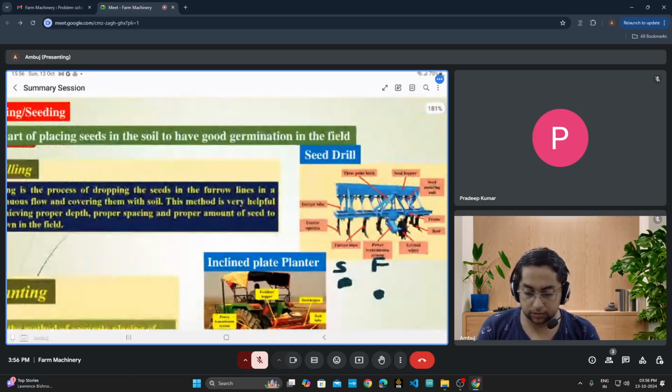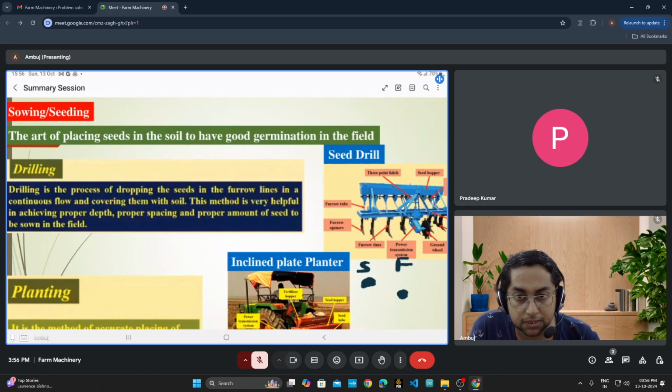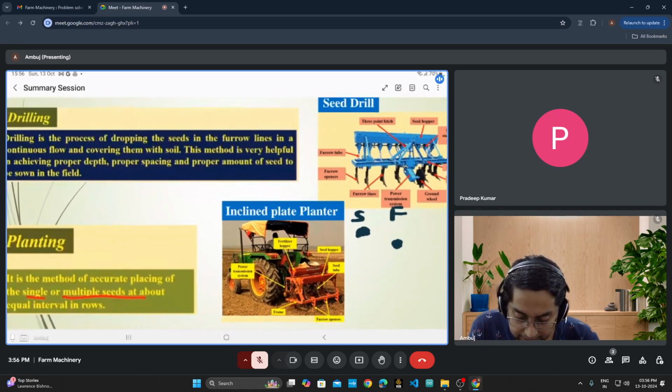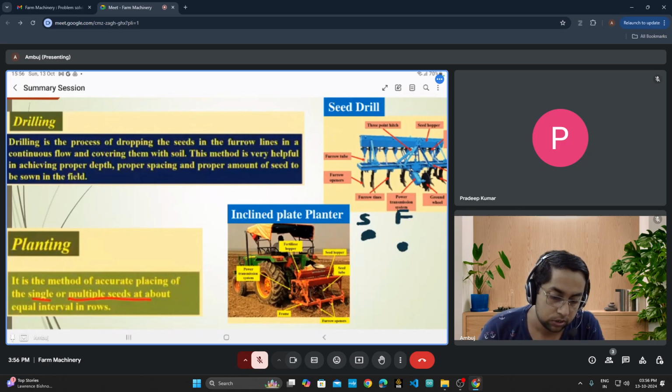Drilling is the process of dropping the seeds in the furrow lines in continuous flow and covering them with soil. This is the definition of drilling. The method is very useful in achieving proper depth, proper spacing, and proper amount of seed to be sown in the field. Then planting is the method of accurately placing single or multiple seeds at about equal intervals in the rows.